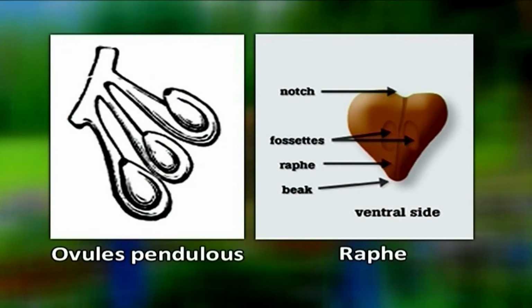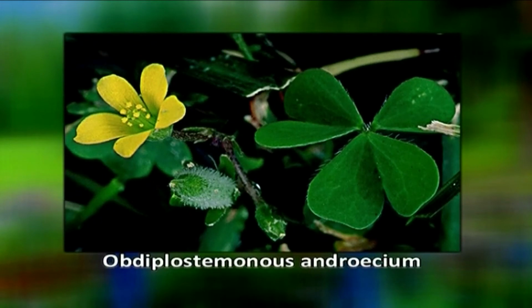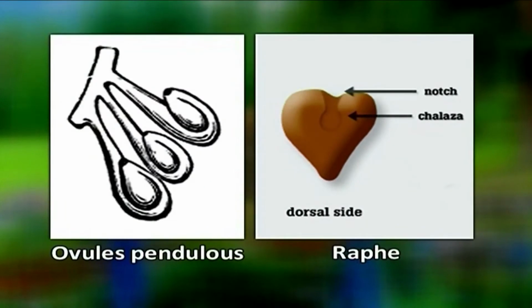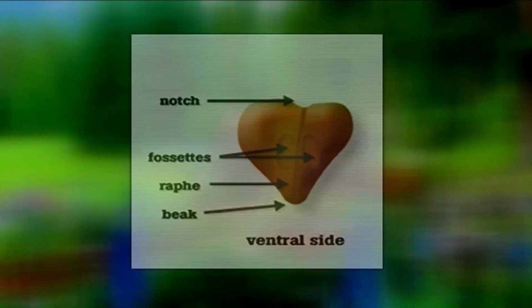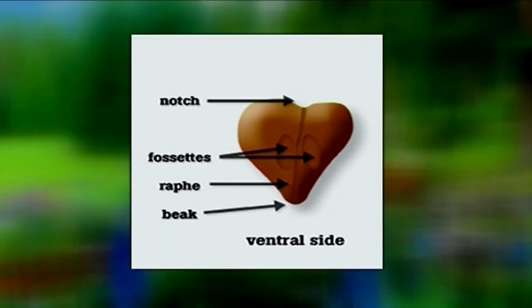Order 1st, Geraniales, ovules pendulous, raphe ventral, androecium diplostemonous, represented by 11 families. Order 2nd, Olacales, androecium diplostemonous, ovules pendulous, raphe dorsal, represented by 3 families. Order 3rd, Celastrales, androecium haplostemonous, ovules erect, raphe ventral, represented by 4 families. And order 4th, Sapindales, androecium diplostemonous, ovules ascending, raphe ventral and inverted, represented by 5 families.